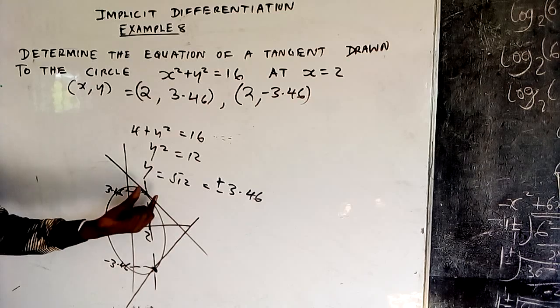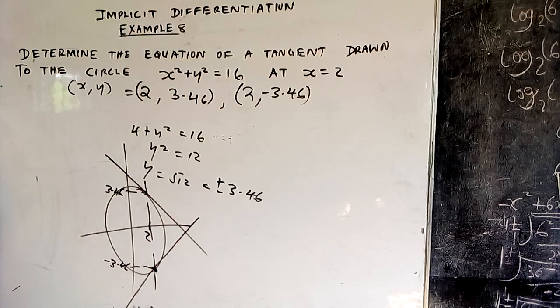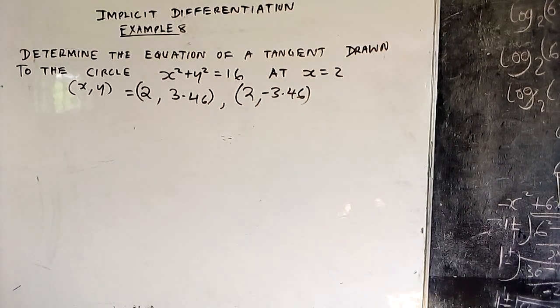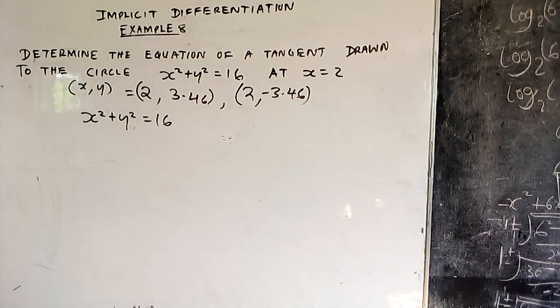So you get the equation of the first tangent line and you get the equation of the second tangent line, isn't it? And you know what? The derivative of the curve is actually the gradient of the tangent. So here you've been given x squared plus y squared equal to 16. For you to get the derivative of the curve, you are differentiating with respect to x, and that is implicit differentiation, isn't it?